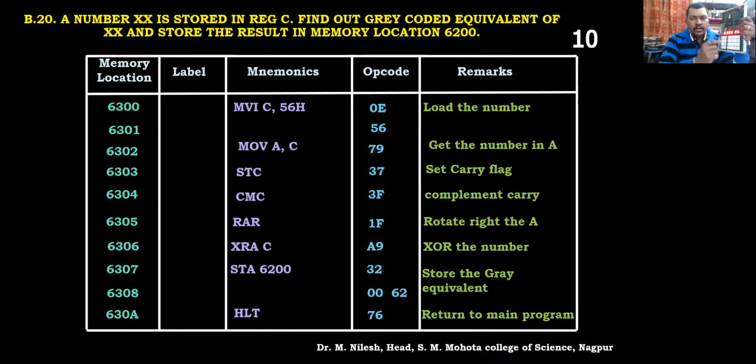Then we XOR the content of register C with the accumulator, so the instruction is A9, A and 9. Then we store the contents of the accumulator in memory location 6200. For that the opcode is 320062. The last instruction expected at the memory location 6300, as you can see over here, is 76. So we are done with this. We have loaded the program.